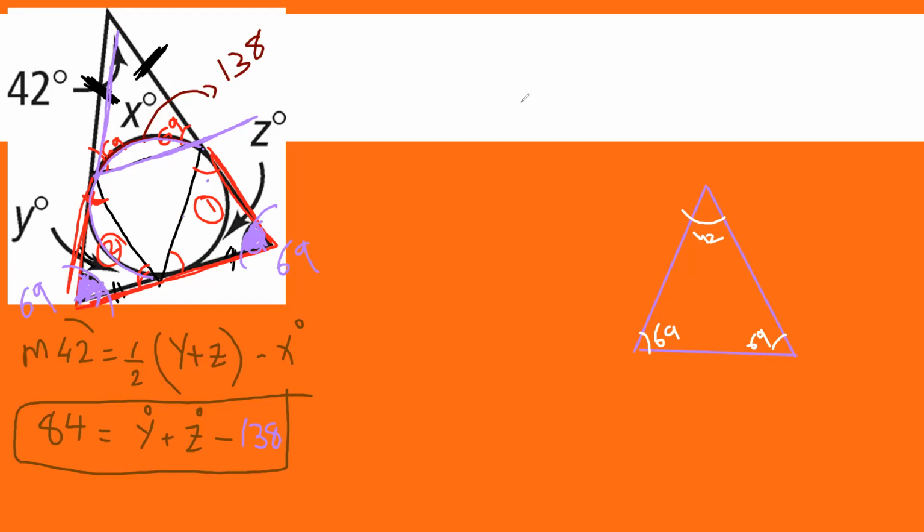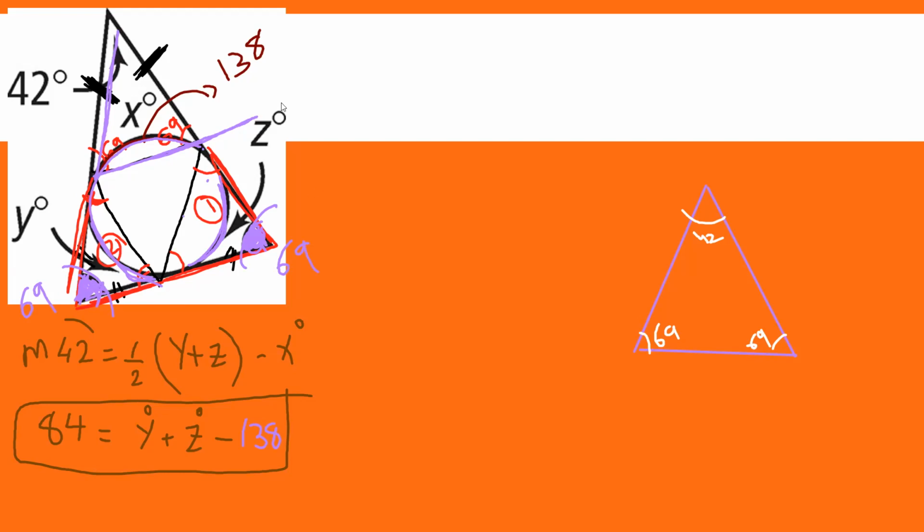And if this is 69, what will the measure of this arc be? It will be 69. Oh, no, it will be 69 equal half times z minus y plus x. Yes, or we can say it without the arcs.